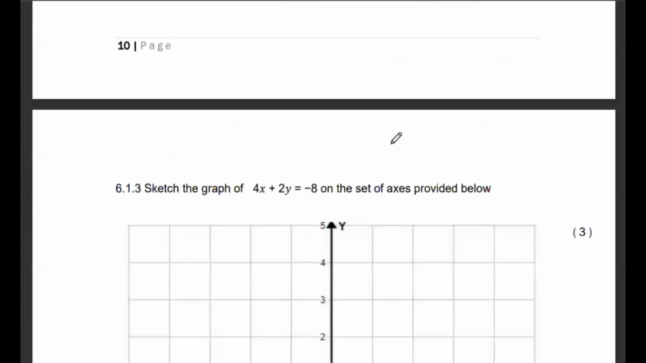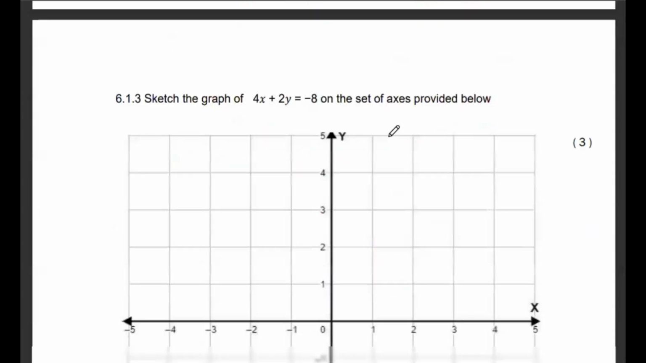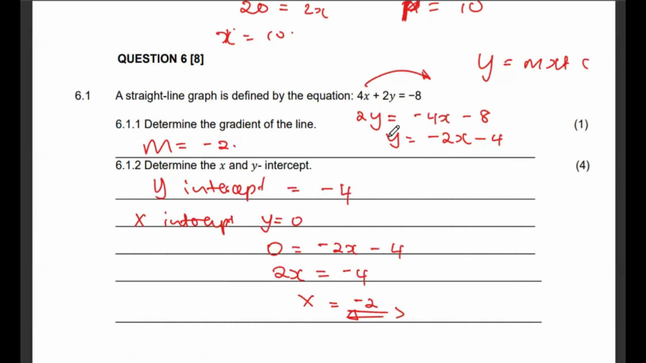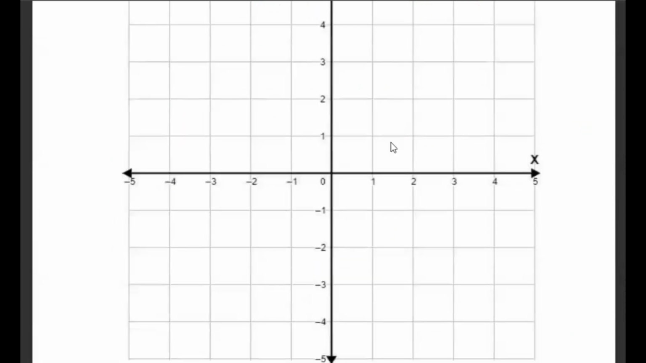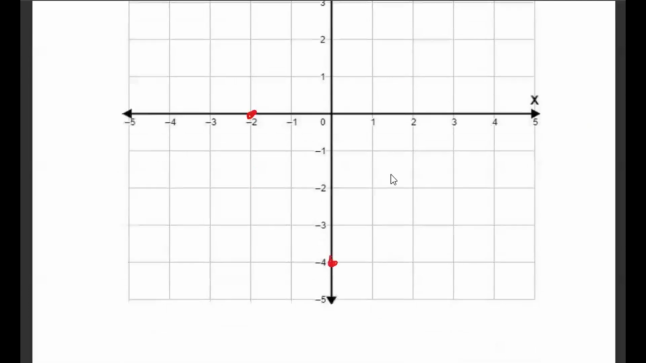And then they want us to sketch this graph. So since we found the intercepts, we are saying -2 and -4. So those are the points. Then you just have to connect those points using your ruler and your pencil. I don't have a ruler, but we can have something like that.